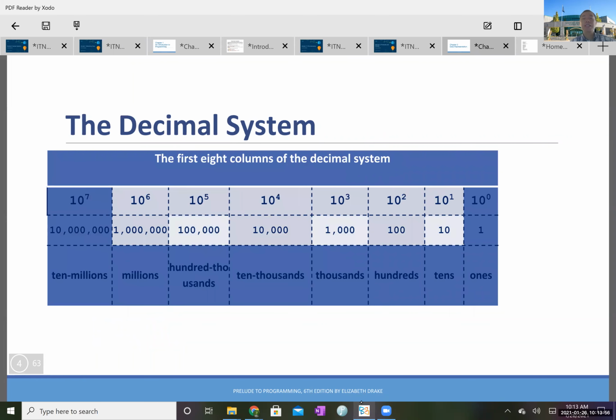Okay, so if you look at the decimal system, you have a lot of columns. Here 10 is the base, because each digit has 10 possibilities, 0 to 9. The first column is 10 raised to 0, which is 1. The second column is 10 raised to 1, which is 10. The third column is 10 raised to 2, which is 100, then 1,000, 10,000, 100,000, and so on.